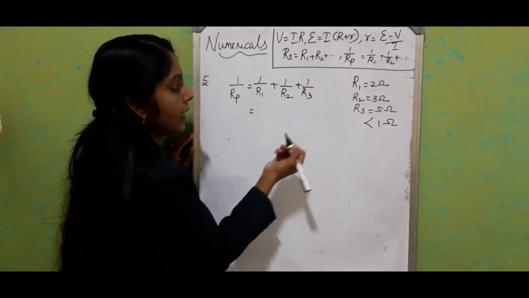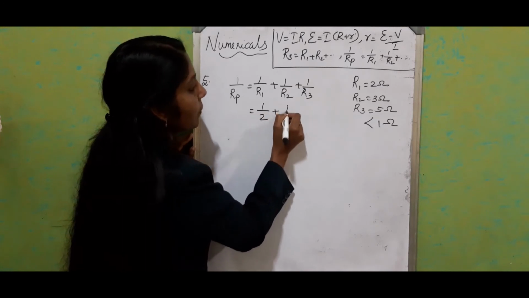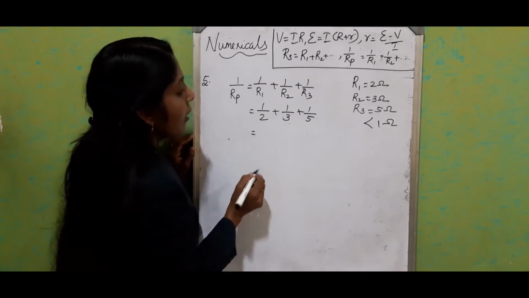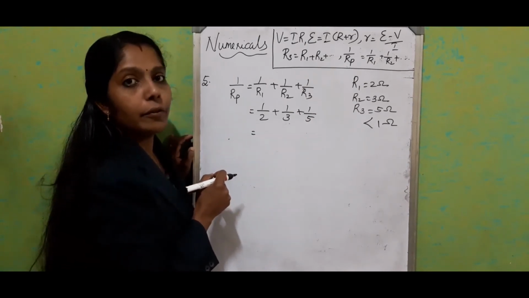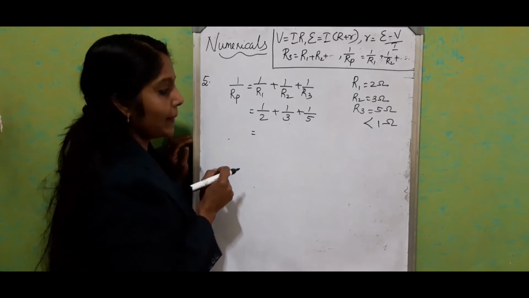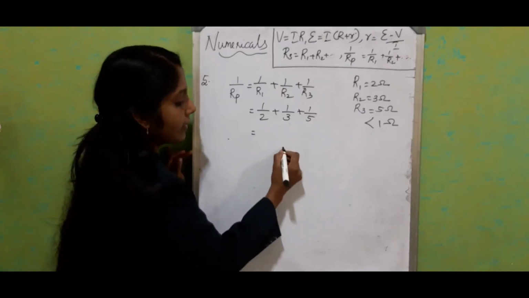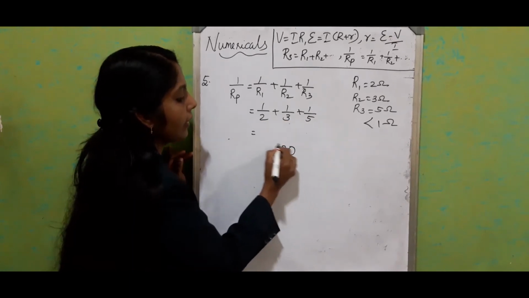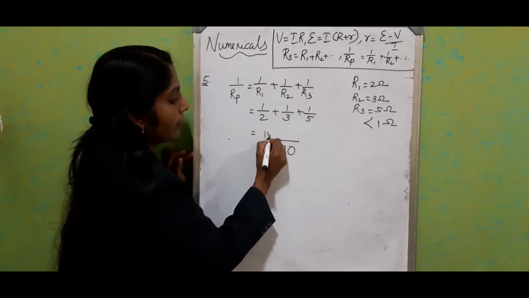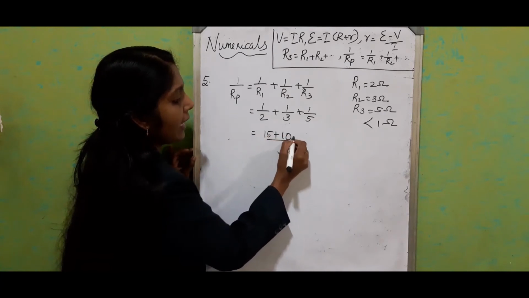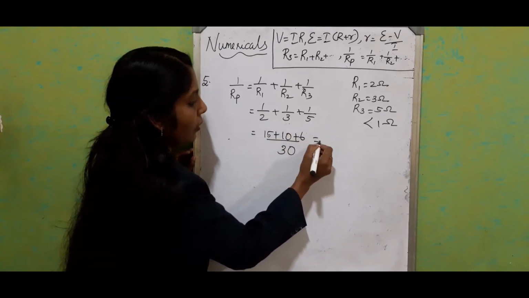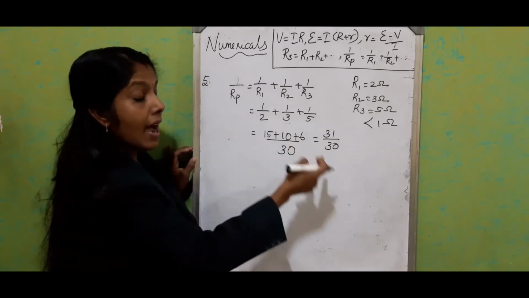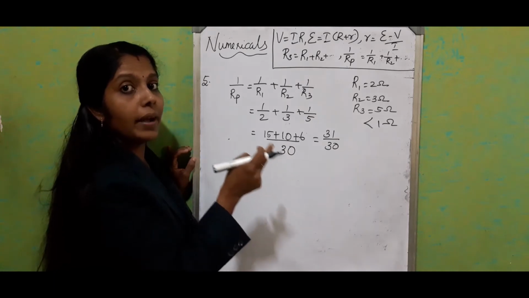So let's see what we'll get. 1 by 2 plus 1 by 3 plus 1 by 5. What we have to do is find the LCM. What is the LCM? 3 into 5 into 2 is 30. So here we'll get 15 plus 10 plus 6, which is equal to 31 divided by 30. So 1 by Rp is equal to 31 divided by 30.